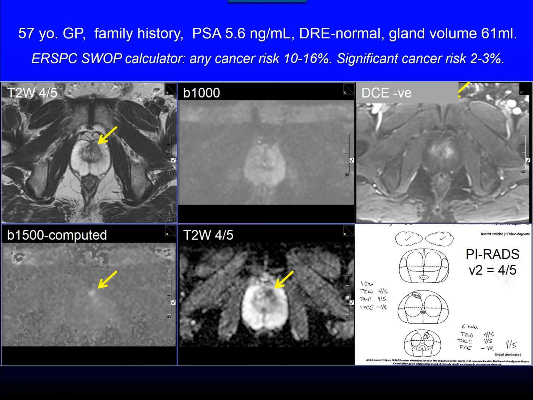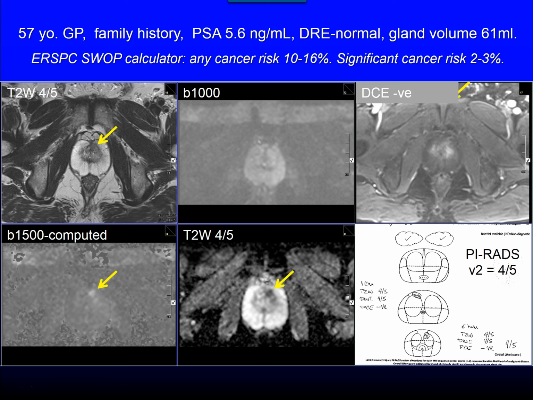Okay, so this guy was a physician, and so we were pushed into doing an MRI for this guy. And you know what? We found a small lesion. We have a small focal hyperintense lesion in the left apex between the transition zone and the peripheral zone. This is an anterior fibromuscular stromal tumor, and this is a PI-RADS 4 out of 5 lesion.